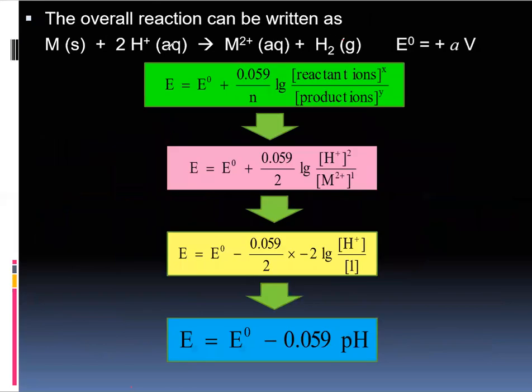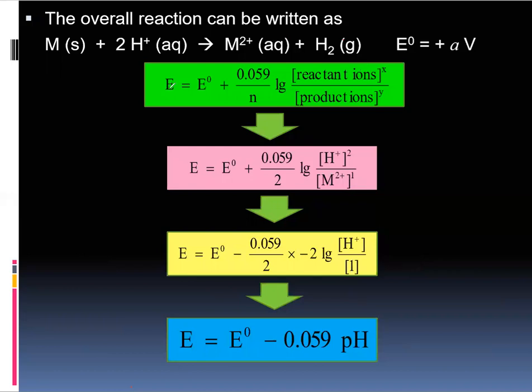So the overall reaction can be written thus. You have your M solid plus 2H+ aqueous to give you your M²⁺ aqueous plus H2. And our E0 will be positive. Is that okay? The value of our E0 will be positive. We don't know what the value is yet, because we know our value must be positive.